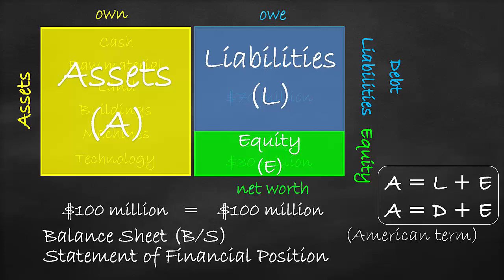It is named this way because it tells us the financial position of assets, liabilities, and equity at a specific point of time. For example, we have total assets of $100 million, total liabilities of $70 million, and equity of $30 million on the 31st of December 2019.